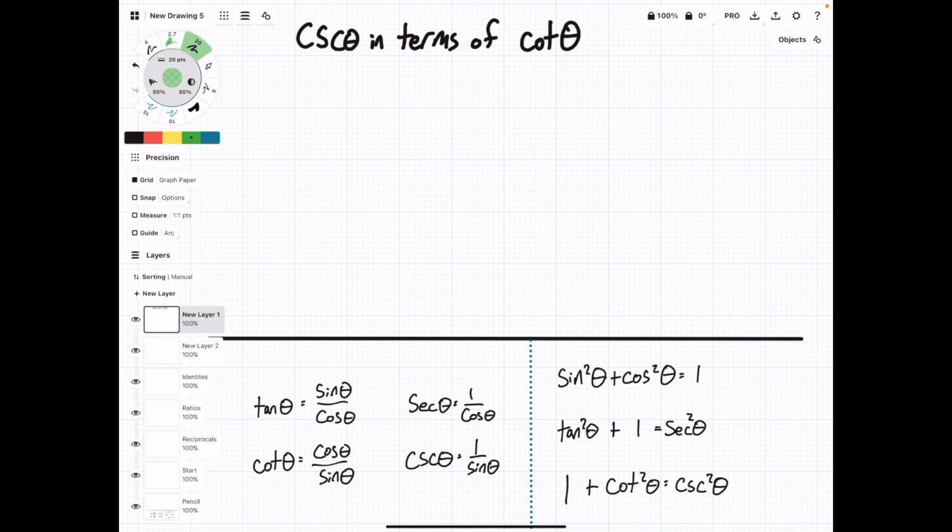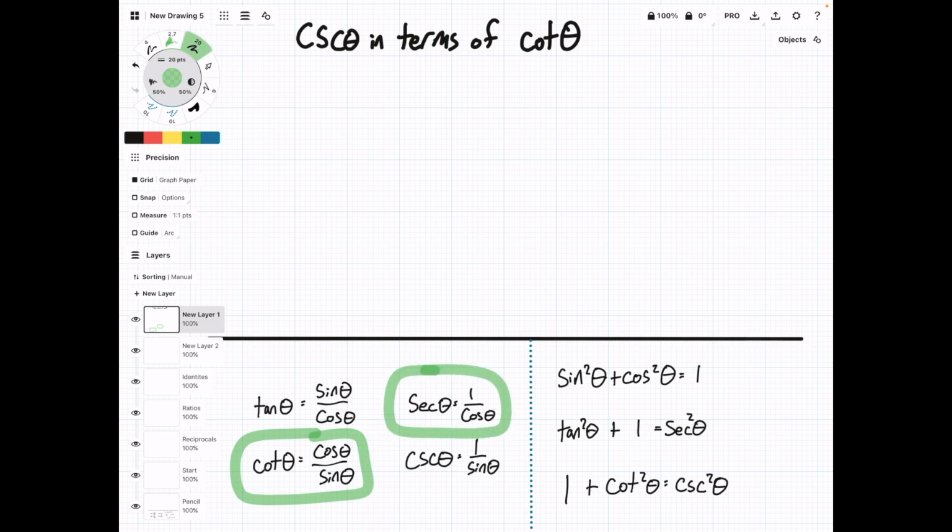Now let's write cosecant theta in terms of cotangent theta. So for this one, I'm going to do something similar, where I'm going to be a little bit clever straight off the bat. I'm going to rewrite cosecant in terms of cotangent and secant theta. So that's going to look like this.